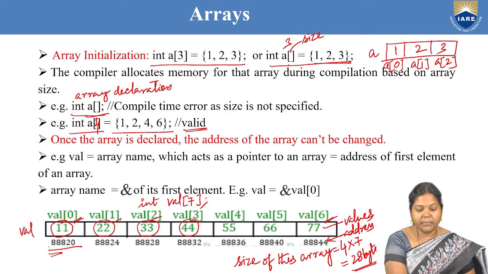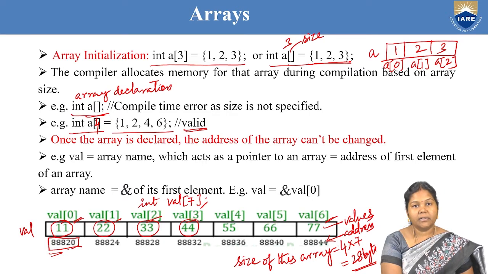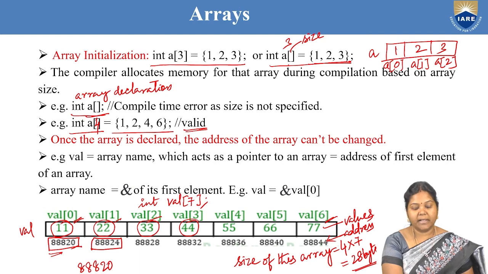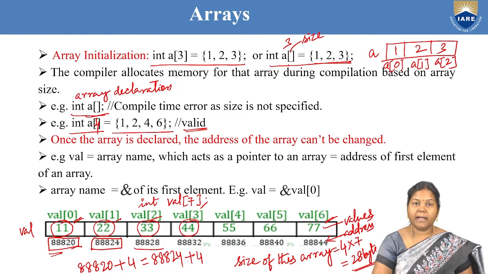So if the first memory address is 88820, then the second memory address will be 88820 plus 4. The starting address is 88820, plus the size of each location, which is 4 bytes. So it is 88824. Next, again you have to add 4 bytes, so 88828 and so on. So 4 bytes is nothing but the size of the integer, which is added to every location to find the address of the next element.